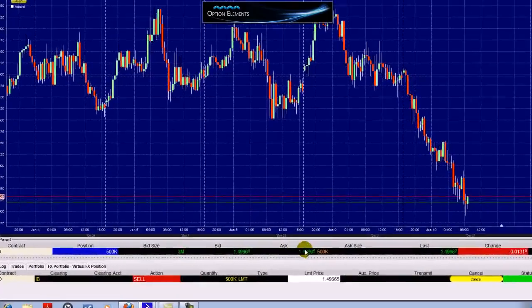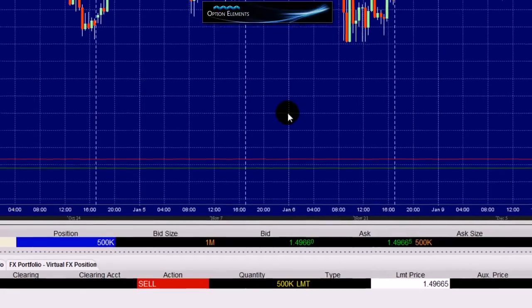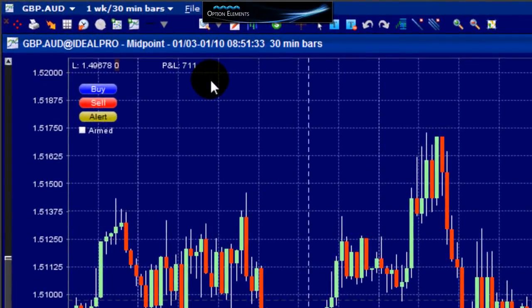Okay, we're on the offer here. 566.5. We're bid 66. So let's see if they can fill us here. Wouldn't seem to be that terribly difficult, would it? Okay, looks like we just got filled there. Okay, so the P&L so far on the British pound Australian dollar for today is 7.11.